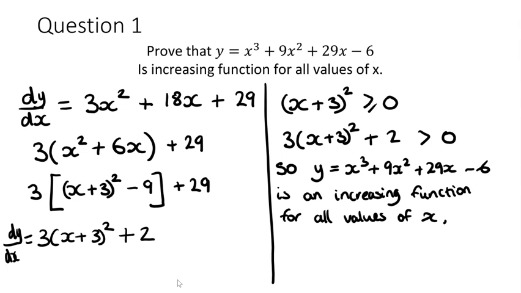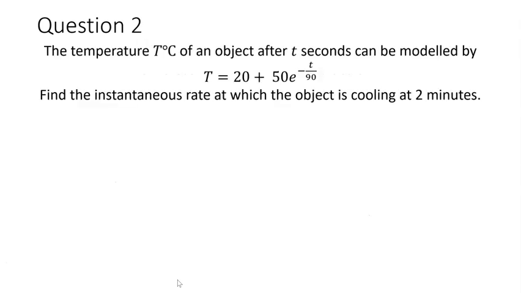So the second one, we've got something a little bit different here. The temperature of an object after t seconds can be modelled by the following equation. Find the instantaneous rate. I had to use spell check a few times to spell that one correct. Instantaneous rate at which the object is cooling at 2 minutes.